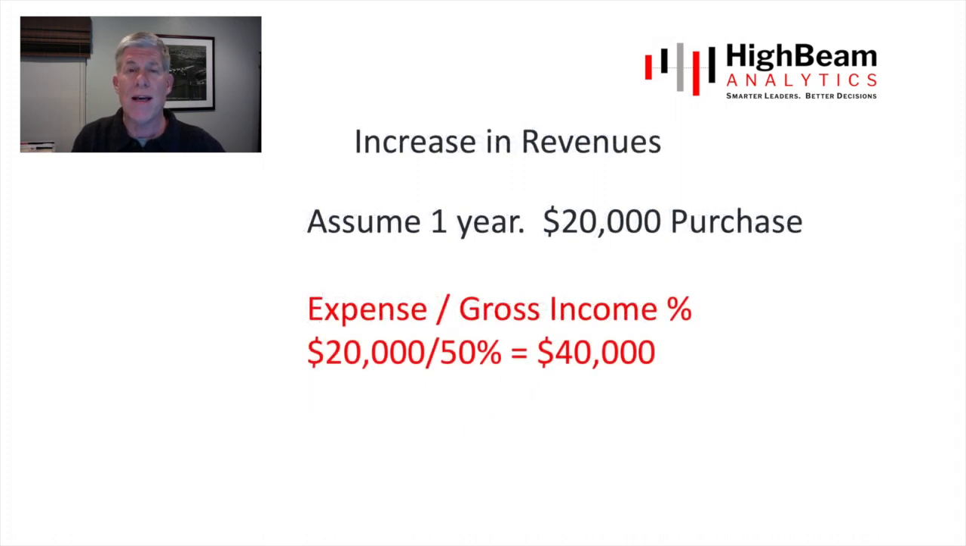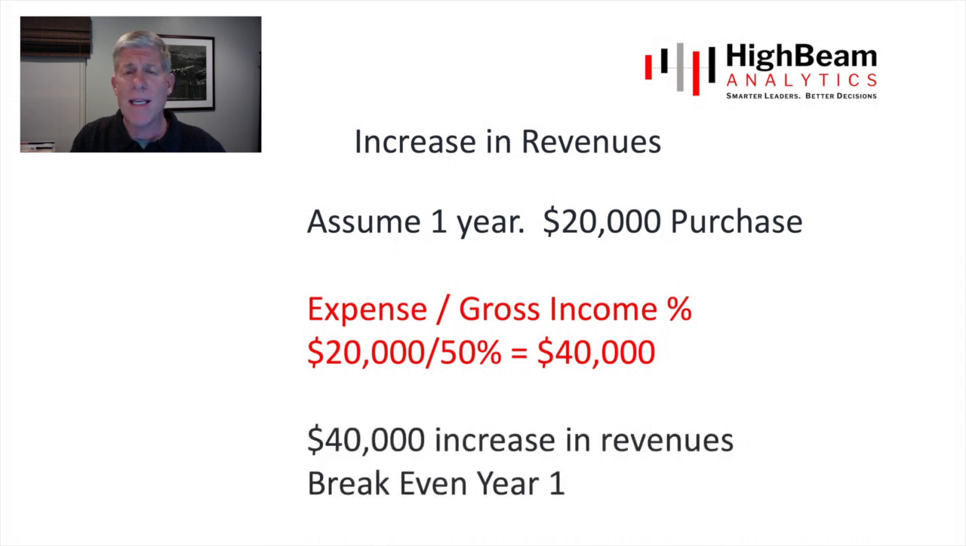That kind of example might be if you're going to invest $20,000 in going to a trade show. So you need to figure out, well, how much additional revenue would I have to produce to justify that $20,000 investment? And basically what you're doing is you're taking the expense and dividing it by your gross income, and that gives you the amount of revenue you need to increase as a result of the trade show. In this case, it's $40,000.